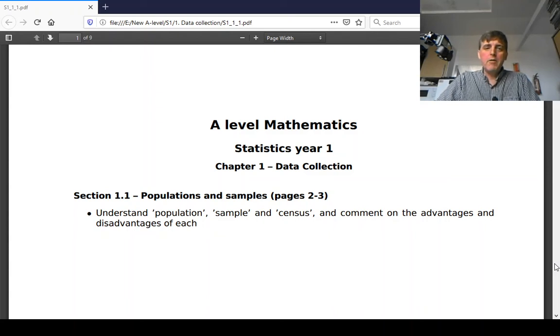Hello, this video is an A-level maths video. It's on the Year 1 statistics material. We're going to look at chapter 1 of the textbook, which is all to do with data collection. And this is section 1.1, where we're going to introduce ourselves to some very important vocabulary and definitions to do with things called populations and samples.